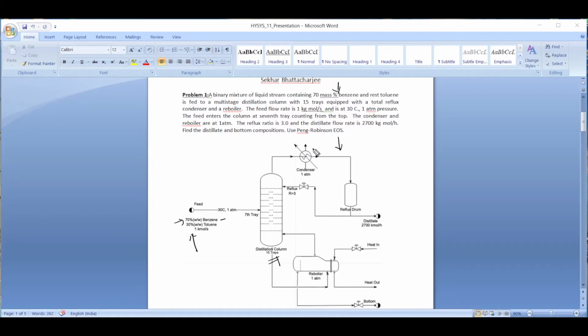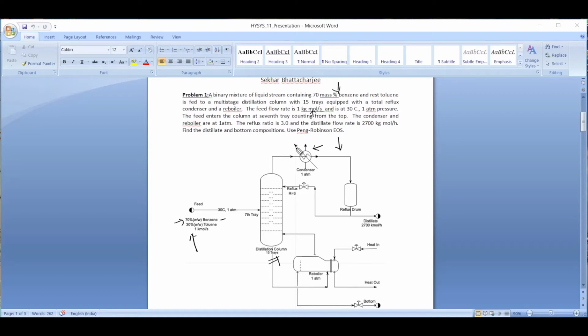It is equipped with a total reflux condenser. So this is my condenser. All the vapor which comes out becomes totally condensed and gets accumulated in this reflux drum. And as you know, part of it goes back into the column as reflux, and the rest is taken out as distillate. The feed flow rate is 1 kilogram mole per second.